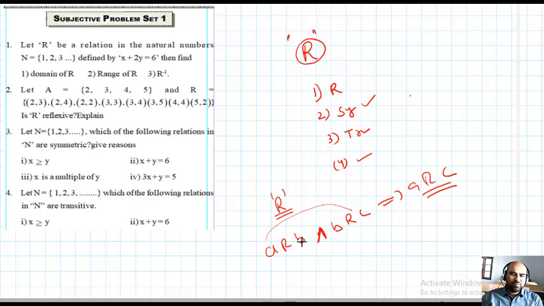R is a relation between A and B, and R is a relation between B and C. The same relation should be between A and C. Then you can say that the relation is transitive. I will explain through an example.